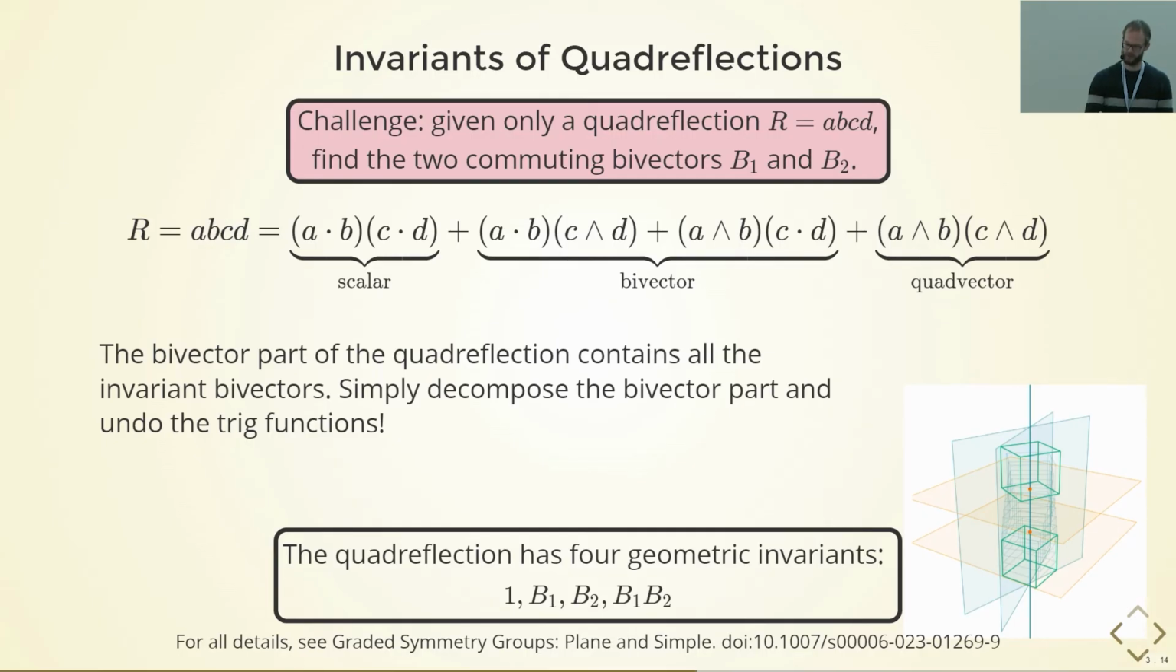And so then we find that for our quadreflection, we have 4 different invariants: the scalar, B1 and B2, which are lines, and then B1 B2, which is where those lines meet. So in this particular example, one of them would be the axis of rotation, the other one would be the axis of translation, where those 2 parallel planes intersect. And B1 times B2 is a bit hard to imagine because that would live in the 4th dimension. Unfortunately, I don't have a picture of that, but it is an invariant. It's wherever those 2 lines intersect in some sense.